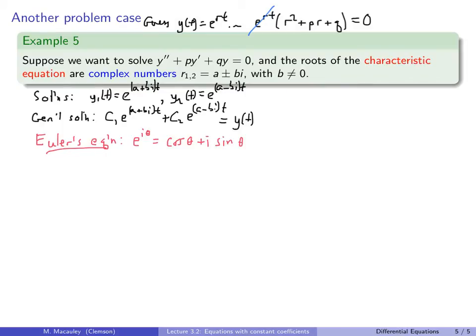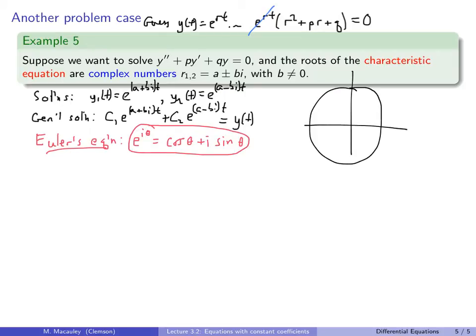And this looks almost too good to be true. It looks sort of magical. Like, how could something like that be true? And why is something like that true? It's actually fairly straightforward if you look at the complex plane. So let's draw the unit circle here. So this is the real axis. This is the imaginary axis.